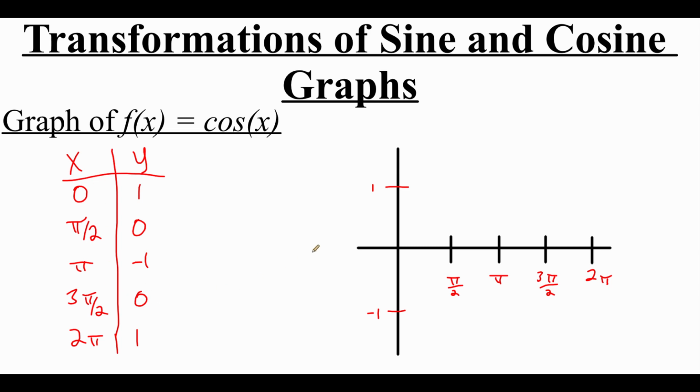So I'm going to plot these points out on my graph. So at 0, I'm up at 1. At pi over 2, I'm supposed to be at 0. At pi, we're down at negative 1. At 3 pi over 2, we're back to 0. And at 2 pi, we are up at 1.